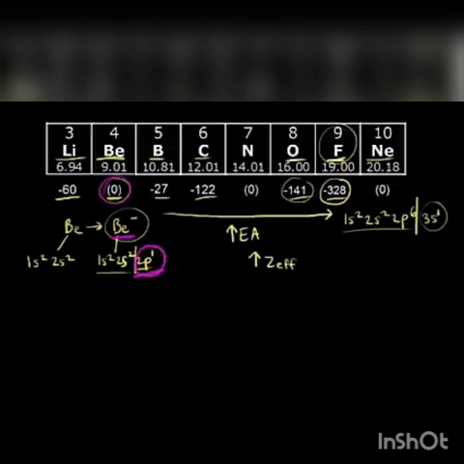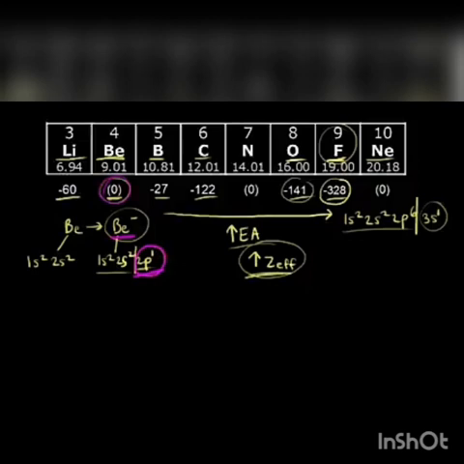And if the added electron is feeling more of a pull from the nucleus, which is what we mean here by increased effective nuclear charge, more energy will be given off when we add that electron. So this idea explains the general trend we see for electron affinity. As you go across a period, we get an increase in the electron affinity.